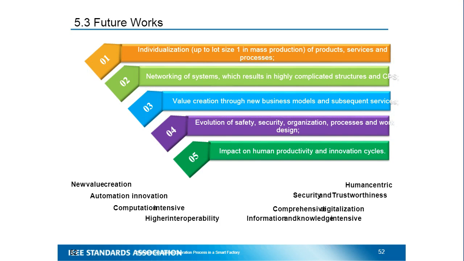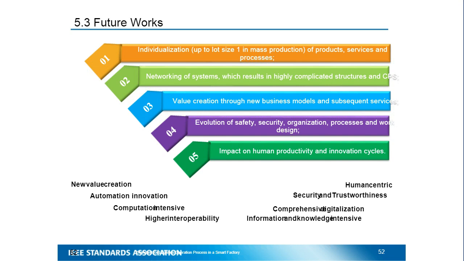And finally, the impact on human productivity and innovation cycles. Smart manufacturing is not to replace human beings with robotics, but to have a very friendly human and machine interaction environment. So how to improve the human productivity and also the machine productivity is the topic that we want to cover in the future.